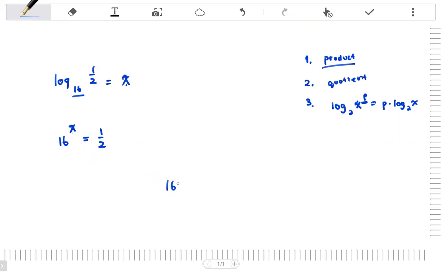So 16 we can rewrite as 2 to the 4th power. So if we rewrite this, it's 2 to the 4th power to the x. And here, half, we can change it. Actually, we can change this half to 2 to the negative 1st power. Does anyone know why you can do this? Why half is the same as 2 to the negative 1st power?